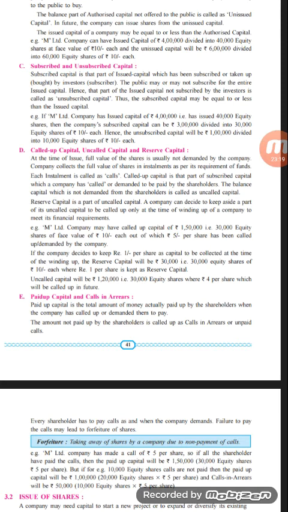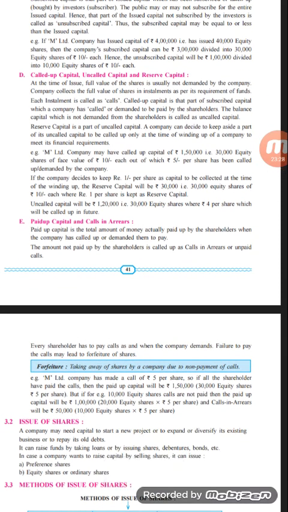I hope that you all are very clear about the third concept, that is subscribed and unsubscribed capital. Let us see the next one, that is called up capital, uncalled capital, and reserve capital. At the time of issue, the full value of the share is usually not demanded by the company. As I have said, the face value is 10 rupees on each equity share. Then all 10 rupees will not be demanded by the company from the investors. The company will collect the total face value of the shares in installments as per the requirements of funds. Each installment is called a call.